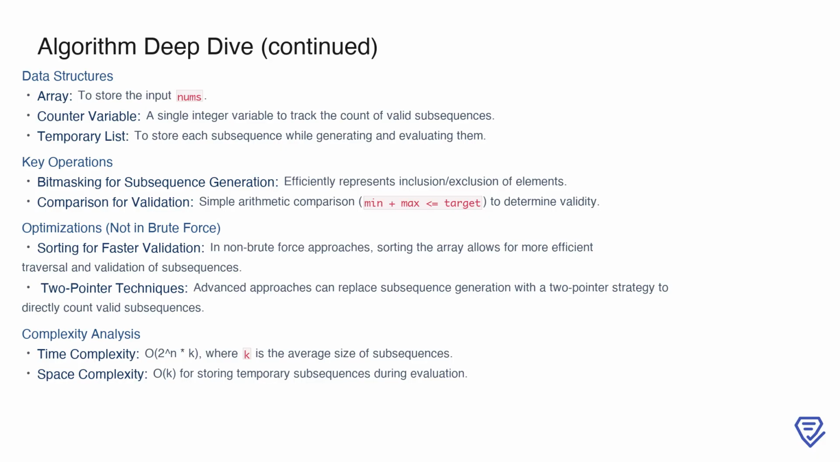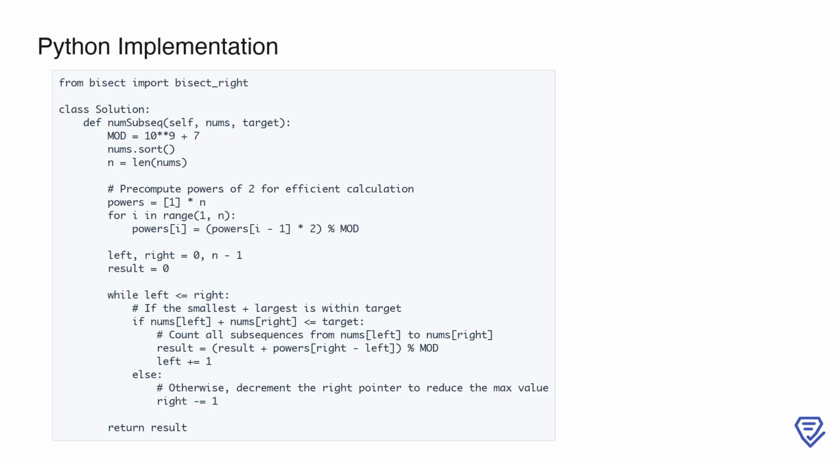evaluation. This solution efficiently computes the number of subsequences that satisfy the given sum condition using a combination of sorting, two-pointer approach, and modular arithmetic. Here's a detailed breakdown. 1. Sorting the input. The array nums is sorted to ensure that smaller elements are on the left, and larger elements are on the right. This sorting facilitates the two-pointer approach to efficiently find valid subsequences.